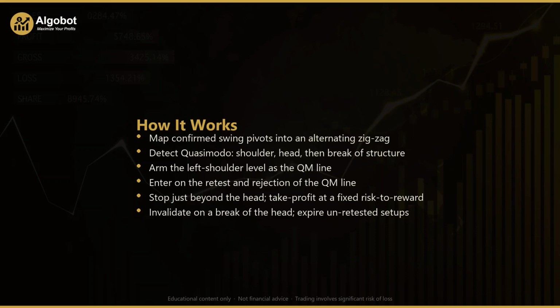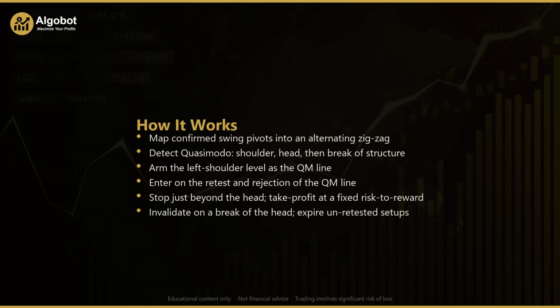Next, it inspects the four most recent swings for a Quasimodo. For a bearish setup, it looks for a swing high, then a swing low, then a higher swing high. That higher high is the head, and the first high is the left shoulder, and finally a lower low that breaks below the earlier low. That final lower low is the break of structure, and it confirms that sellers have taken over even though a fresh high was just printed. The left shoulder high becomes what we call the QM line. A bullish setup is the exact mirror image, built from a low, a high, a lower low as the head, and a higher high as the upside break of structure.